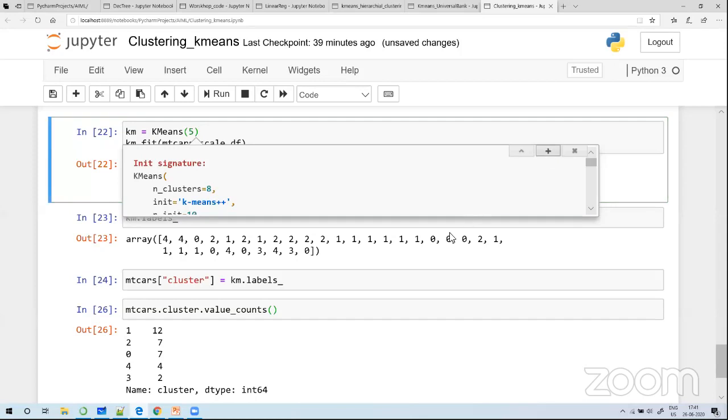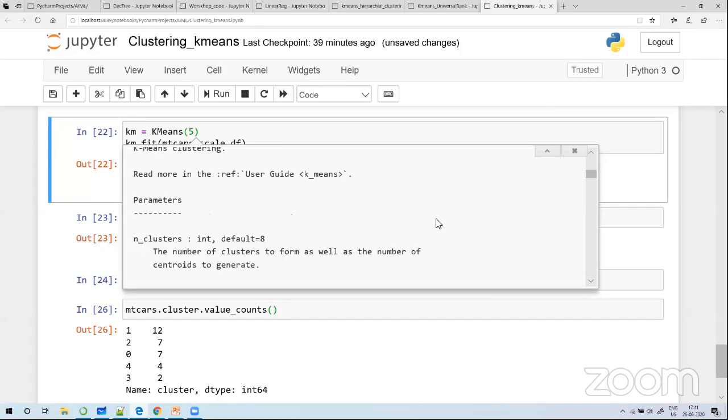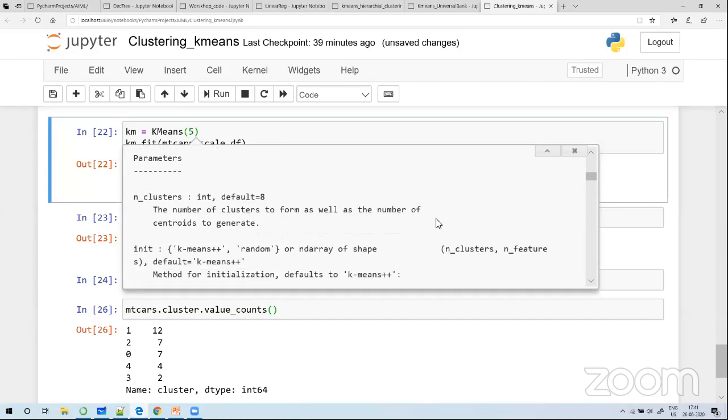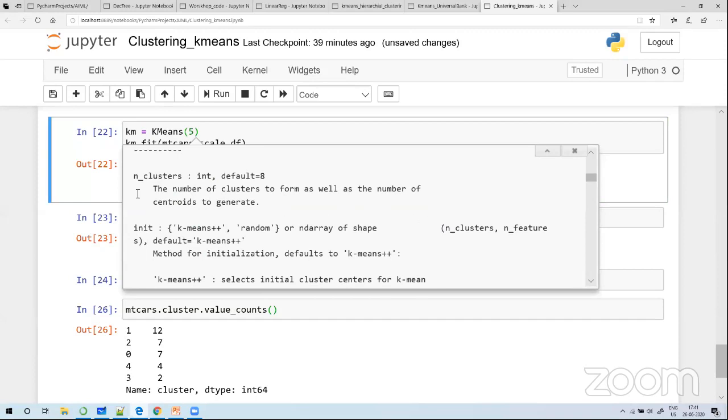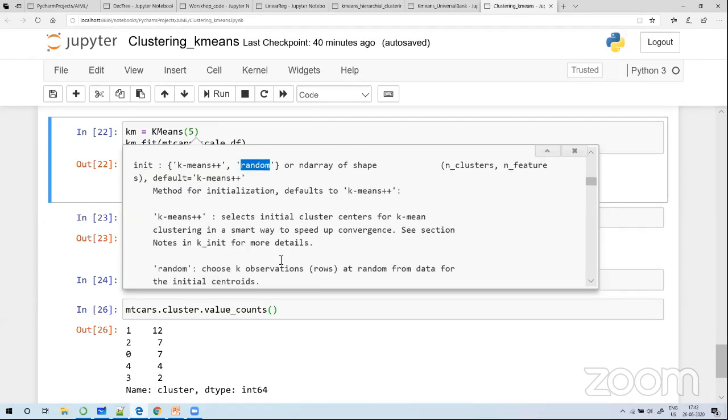If you want more details about what each of these things is going to perform, always take the help from Python. For clusters, the default is 8. If you don't give the number of clusters, it would compute 8 clusters. Initialization has two methods: k-means plus plus, and the other one is the random method. So initialization can take either this string here or this string, only these two.